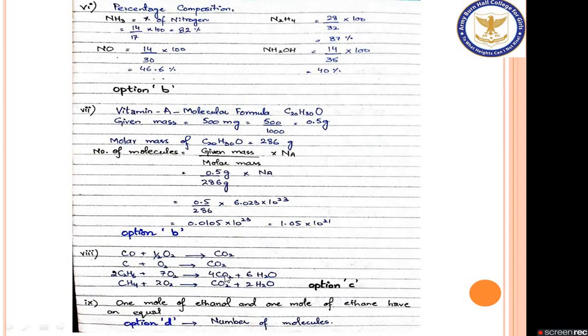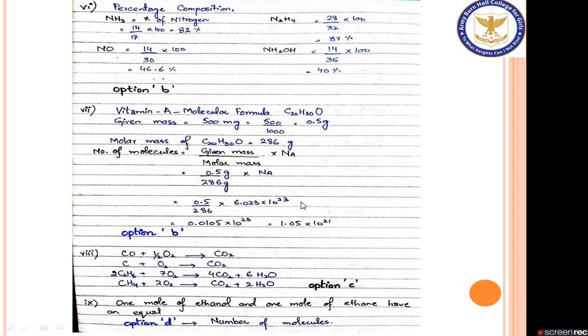MCQ number 9. 1 mole of ethanol and 1 mole of ethane have equal what? In the options they have given mass, number of atoms, number of electrons, or number of molecules. So option D is the correct option: 1 mole of ethanol and 1 mole of ethane have an equal number of molecules.